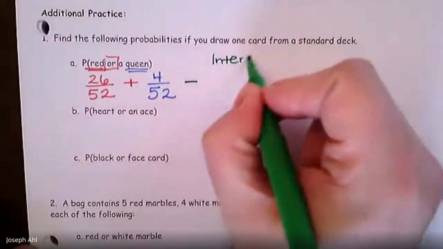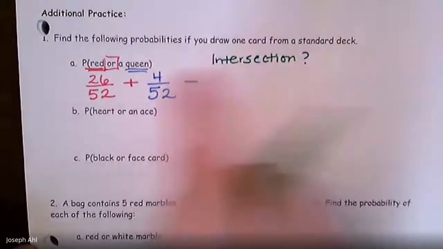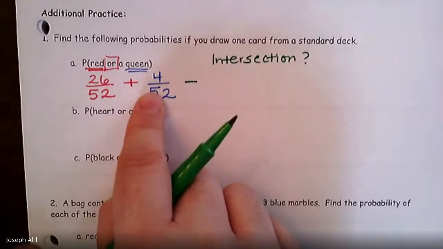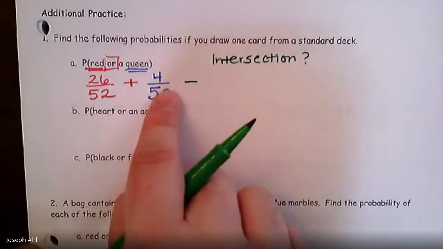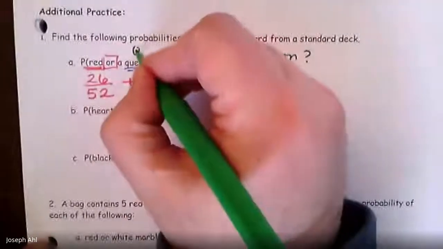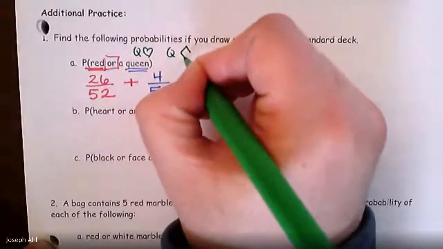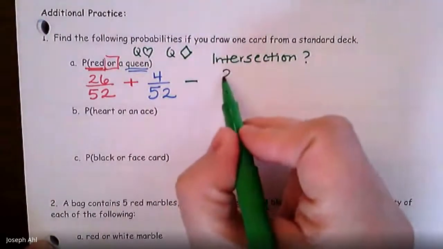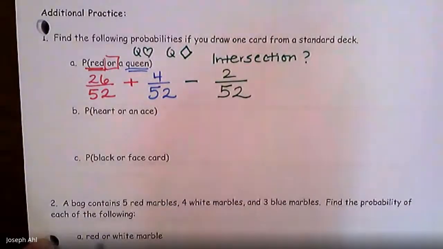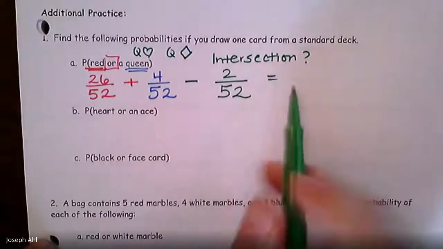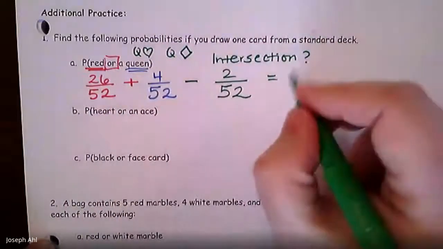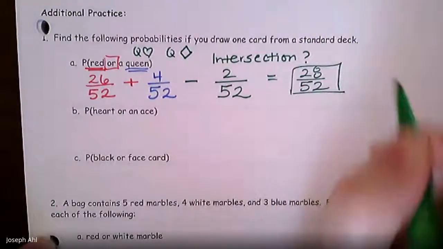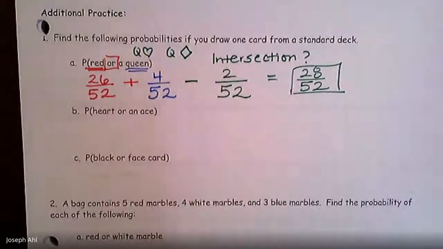is there any intersection that we should be subtracting out? Is there any overlap between the group red cards and queens? And the answer is yes, there are 2 cards that would be both red and queen. We've got the Queen of Hearts and we've got the Queen of Diamonds. Right now I've counted them here and then I counted them again here. So that we avoid that double counting, you're going to subtract out 2 out of 52. And if you combine those numerators, 26 plus 4 is 30, minus 2 is a total of 28 out of 52. And that's the final answer for part A.